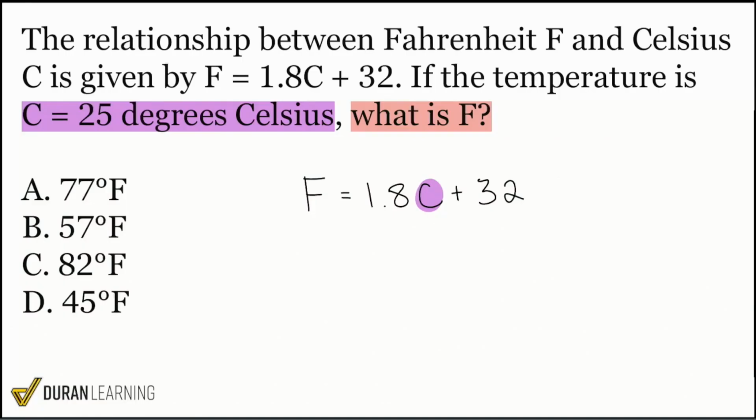And let's rewrite what we have. We have F equals 1.8 multiplied by 25. And then we'll add that product with 32. And I'll say that again. We're going to add that product to 32.